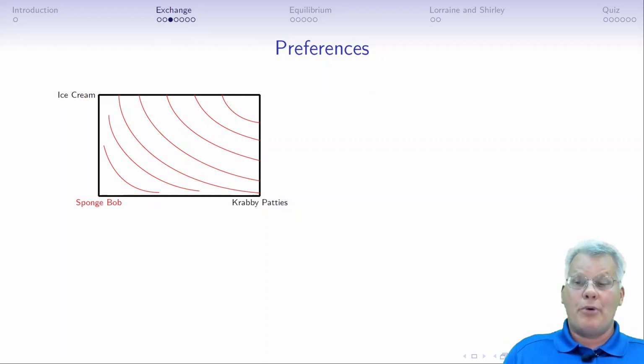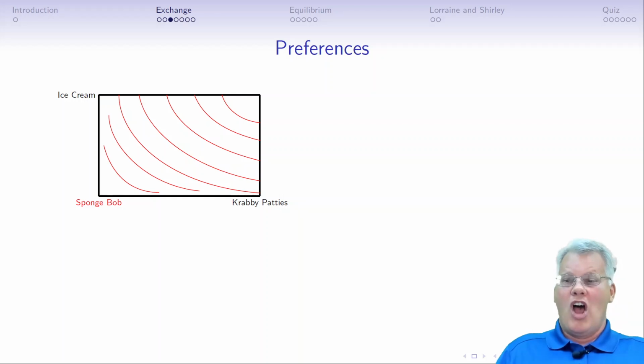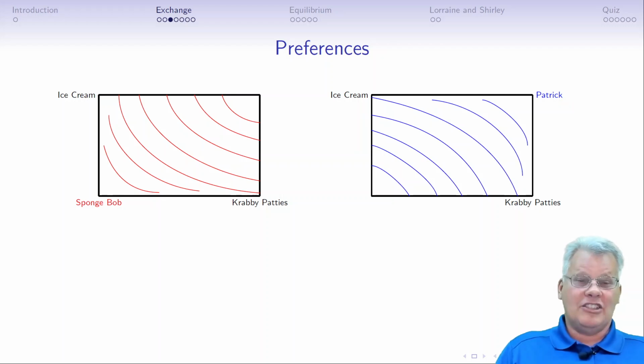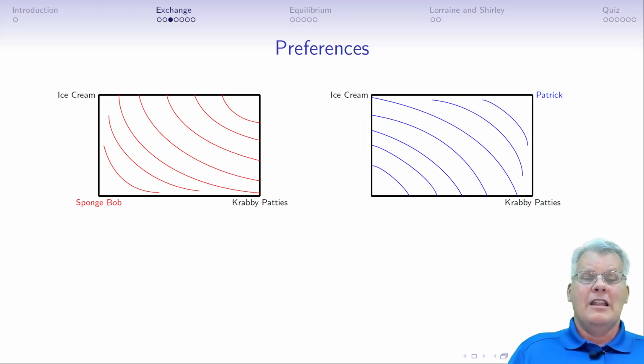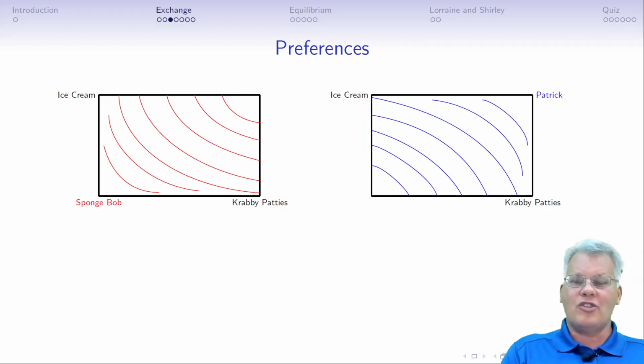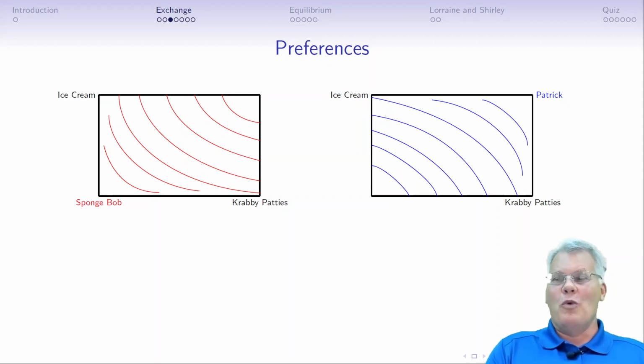Krabby Patties and ice cream are imperfect substitutes, which means the indifference curves are not straight like they would be in perfect substitutes. Suppose that Patrick has the very same looking type preferences. Now, the thing that's a little bit different here is you'll notice that Patrick's origin is going to be in the northeast. So the origin up in the far northeast corner would be where SpongeBob has all the Krabby Patties and all the ice cream. So if SpongeBob has all the Krabby Patties and all the ice cream, that by definition means that Patrick has no ice cream and no Krabby Patties, which puts Patrick in the far northeast corner at his origin. So in this exchange economy, as we give one consumer more of one good, that by necessity means that we're taking that same good away from the other consumer.